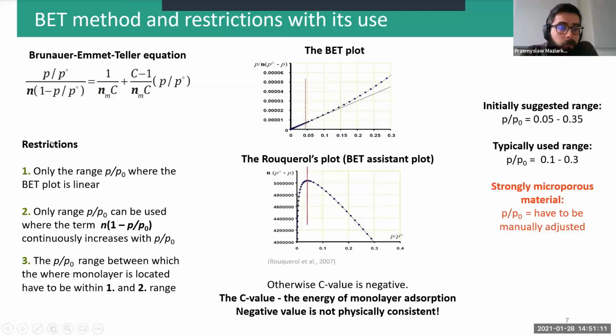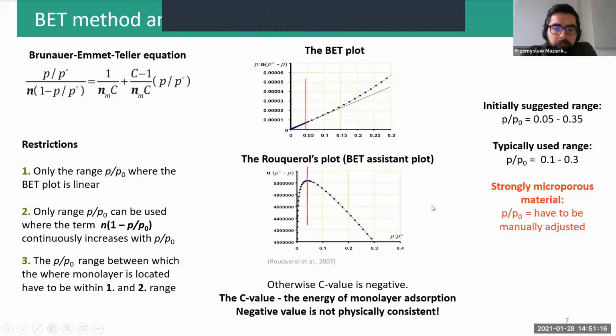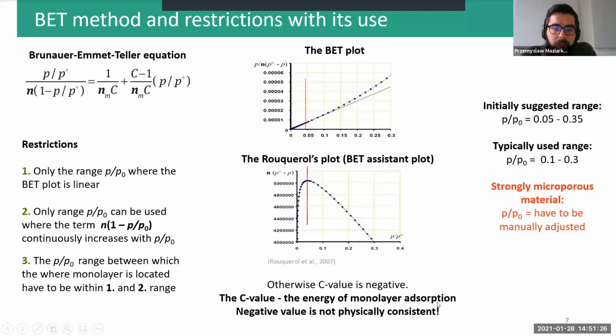If those restrictions are not fulfilled, the C value, which is also calculated by the BET, is not positive; it gets a negative value. And it cannot have a negative value, because the C value corresponds to the energy of the monolayer adsorption, and the energy of the monolayer adsorption cannot be negative. That is physically impossible. In the literature, Brunauer, in his initial publication, indicated that most materials should be measured in the P/P0 range 0.05 to 0.35, and typically it was shortened to the range 0.1 to 0.3.